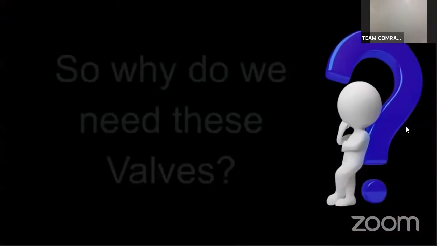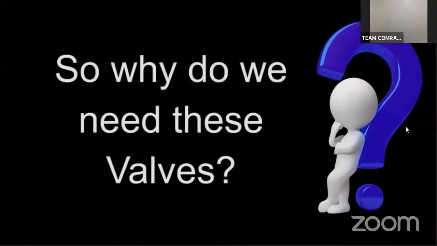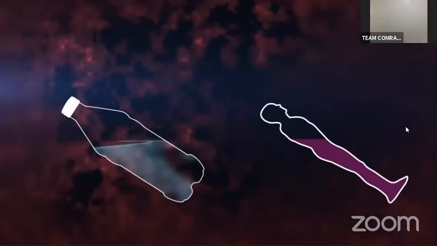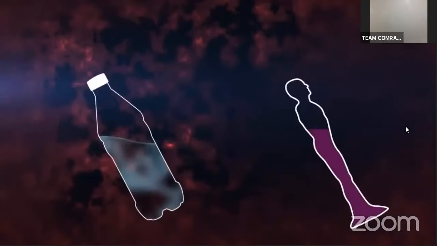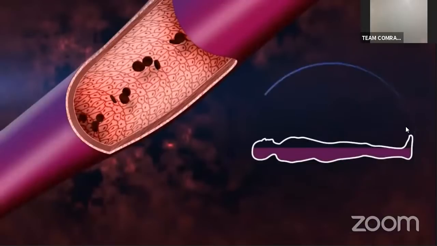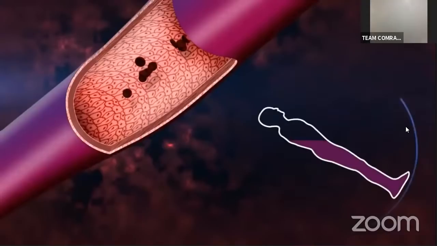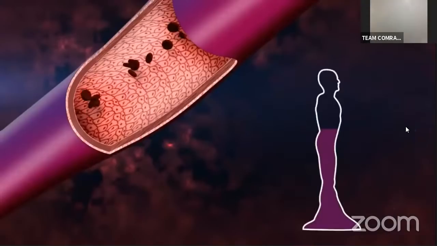First, let's look at a container of water laying flat, and if you stand it upright, the fluid will fall to the bottom due to gravity. The same thing would happen in the body if we didn't have these valves. Without those valves, blood will flow in the direction of gravity, meaning that when you stand upright, the blood will all pool in your lower legs.